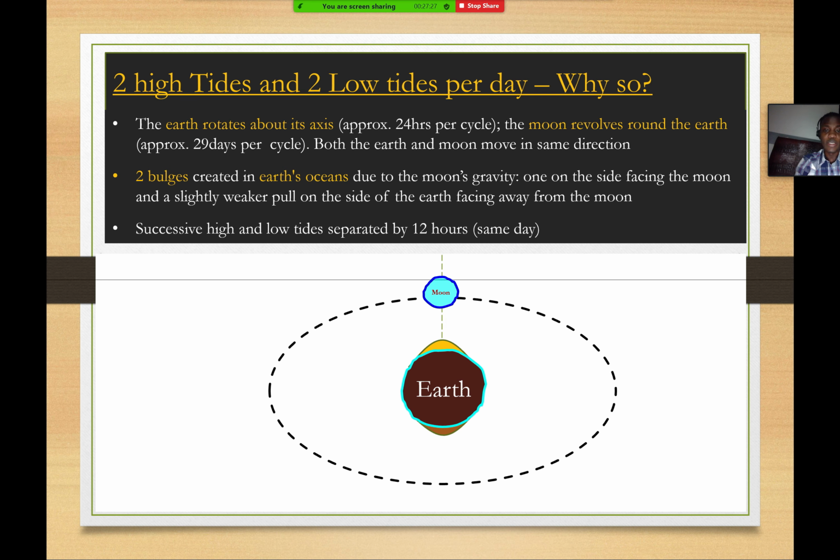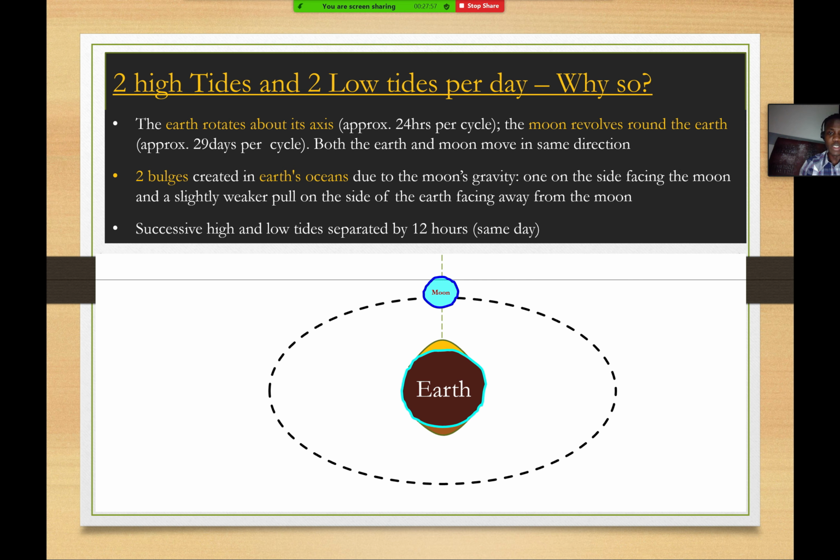So now let's take a look at this, more like the same thing that we've said, but in a visual sense. So imagine that this is the Earth in the middle, and the Moon. Of course, the Earth rotates about its axis, while the Moon revolves around the Earth. And recall that the Moon takes 29 days to make one complete cycle around the Earth, and the Earth on its own just completes one rotation in 24 hours.